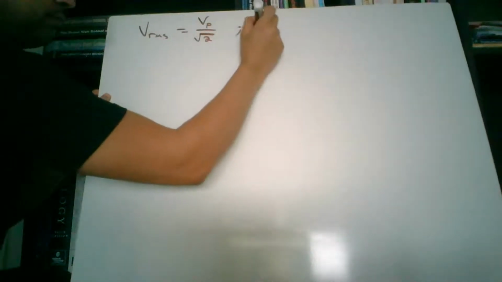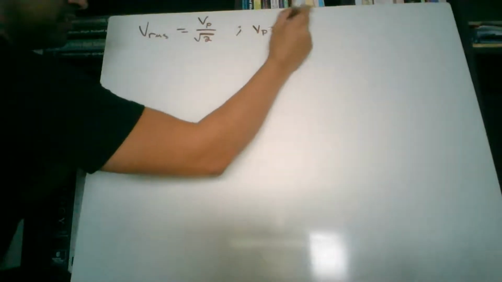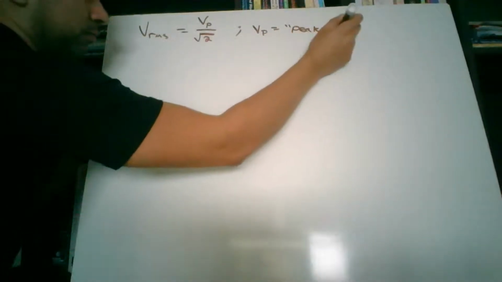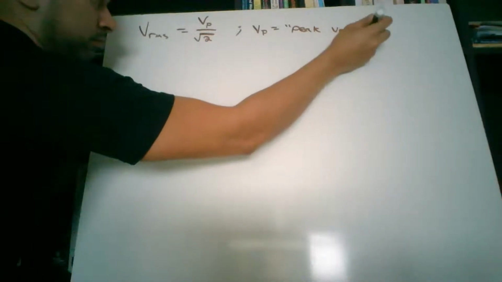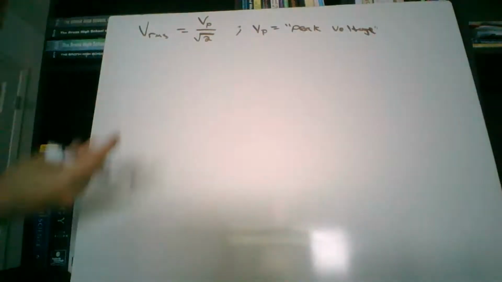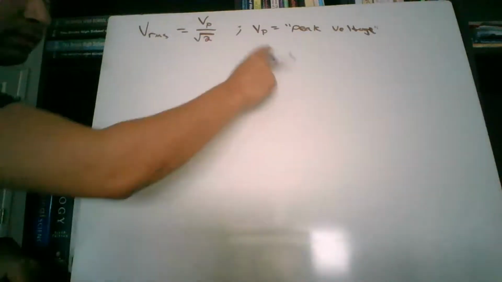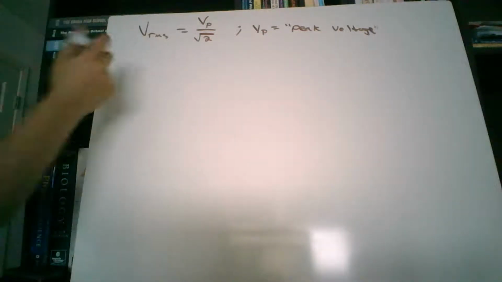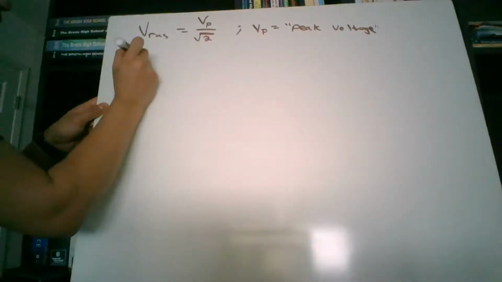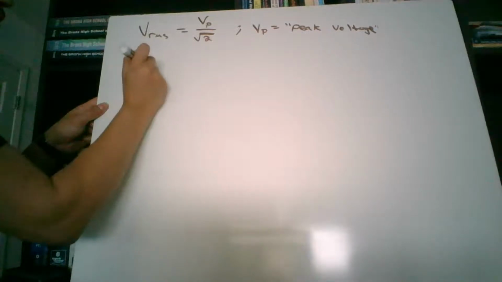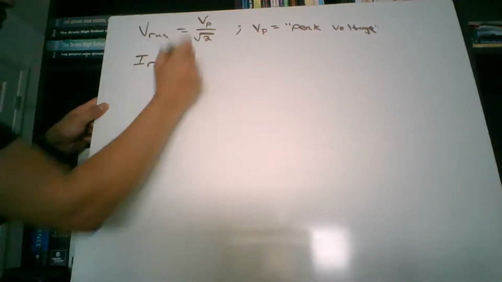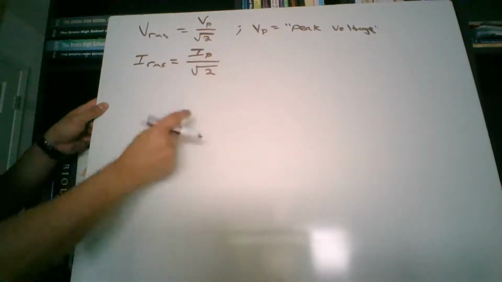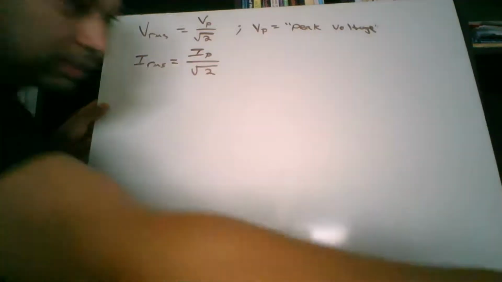And VP just means the peak voltage. Some textbooks use maximum voltage. A lot of textbooks call it the peak voltage. It's the same thing though, okay? And then we can do the same thing with the current, I RMS, and that's going to equal the peak current divided by the square root of 2. So we've defined those from previous lectures.